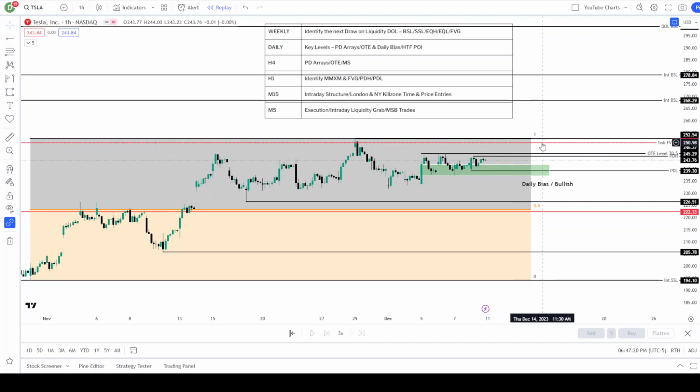Or close level. Again, it won't close unless a weekly candle closes above that level. And then we got an additional liquidity target here of 252 and some change. Then we have higher liquidity targets after that.